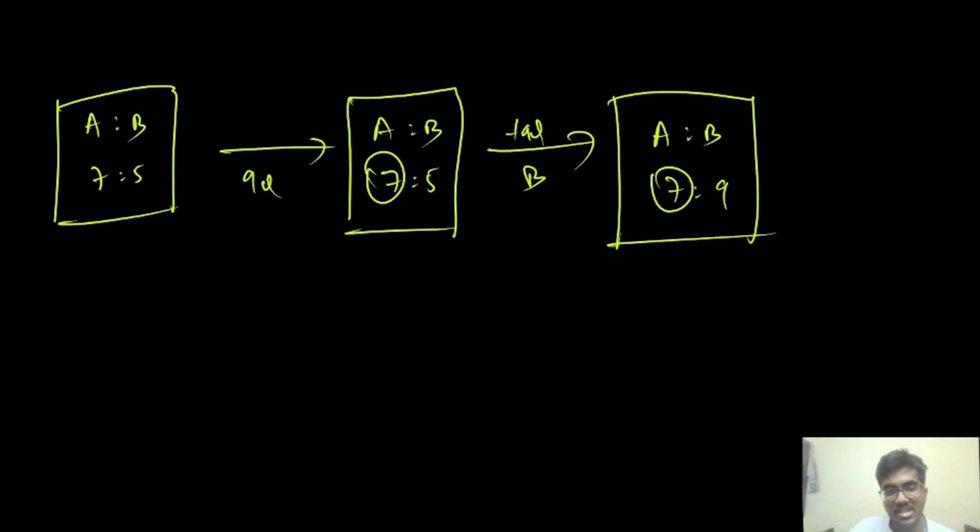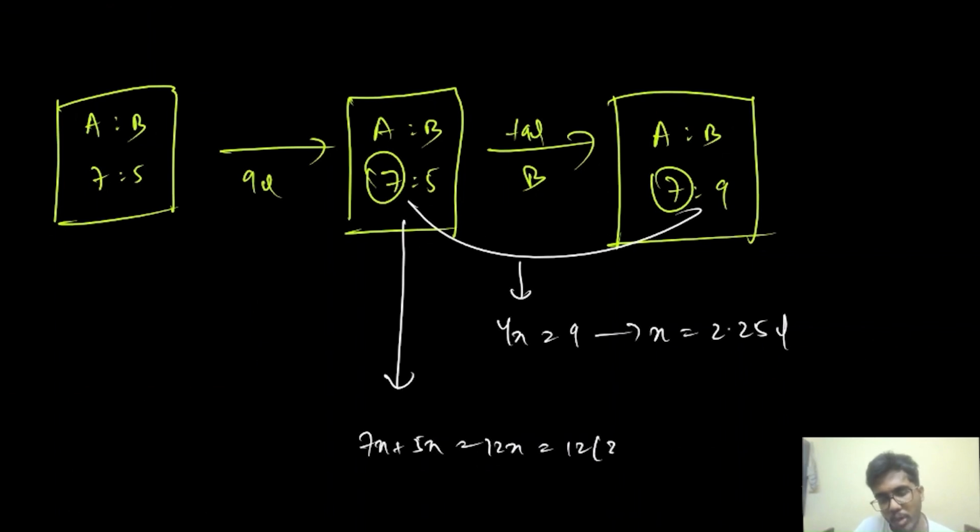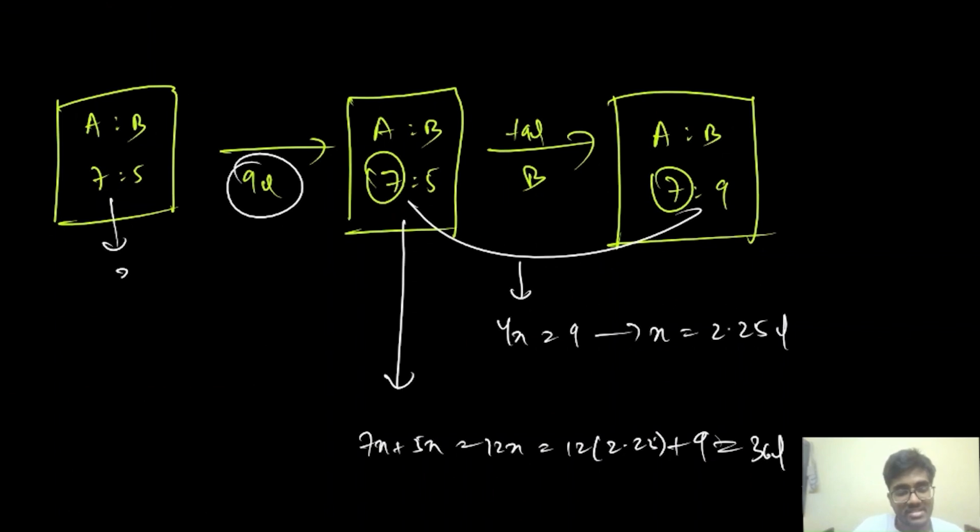Now what is the difference here? 9x minus 5x, that is equal to 4x. And this 4x is basically 9, and from this you get the value of x to be equal to 2.25 liters. Okay. Now what is the value in the second box? That is 7x plus 5x, that is equal to 12x, and 12x is basically 12 into 2.25. Then we have removed 9, so add 9 here, so that you get the original quantity here, that is equal to basically 36 liters. Okay, so 36 liters is the original quantity.